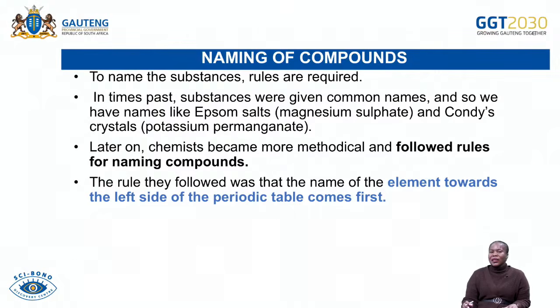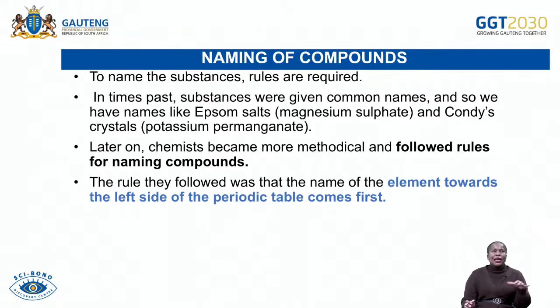The elements that are on the left-hand side of the periodic table have to come first. Now, when you are combining, obviously with the formation of a compound, there have to be two or more elements. The one that appears on the left-hand side of the periodic table will have to come first, meaning that we pronounce it first before the other one.